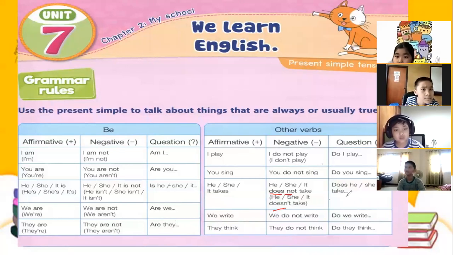So now let's have some practice. Okay, students, do you understand that? Affirmative is when we are talking about something in the positive sense. Negative sentences are those where we are talking in the negative sense. And question sentences are those where we are asking about something, when we would like to know about something. Okay, students, do you understand that? Let's have some practice.